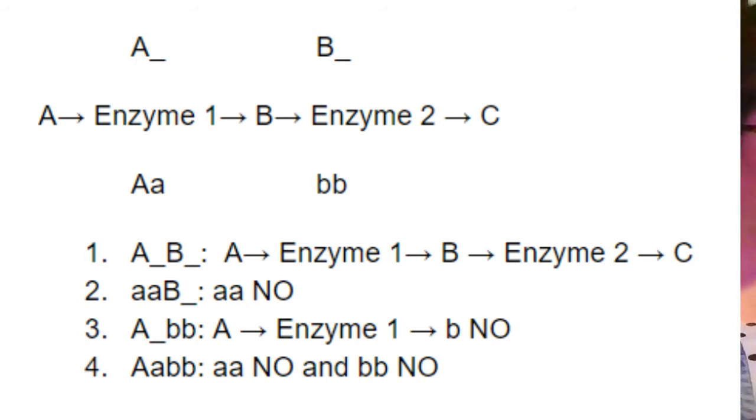I'm blue because I'm missing a dominant allele or alleles which code for one or both of the enzymes which lead to the gray phenotype.